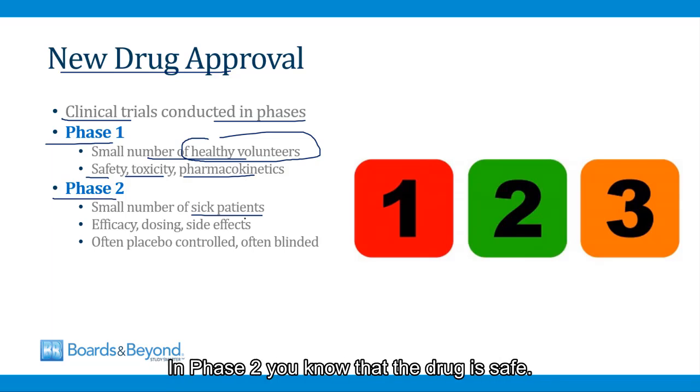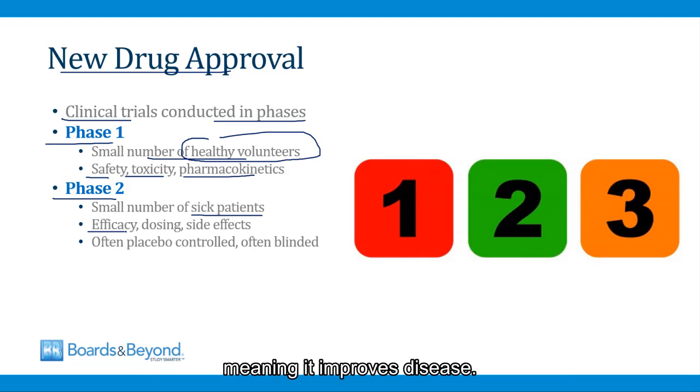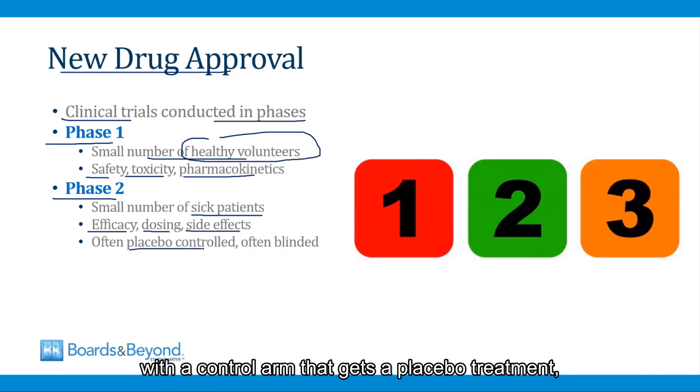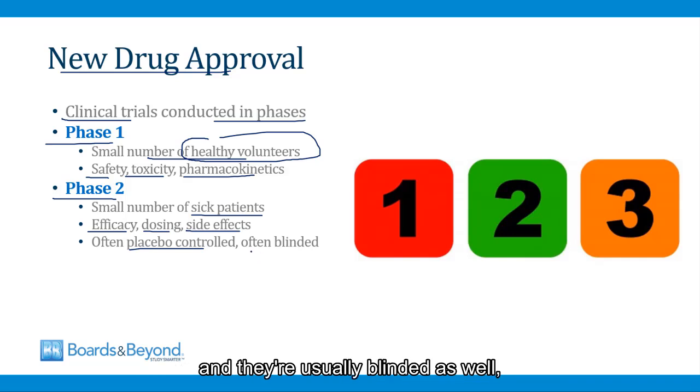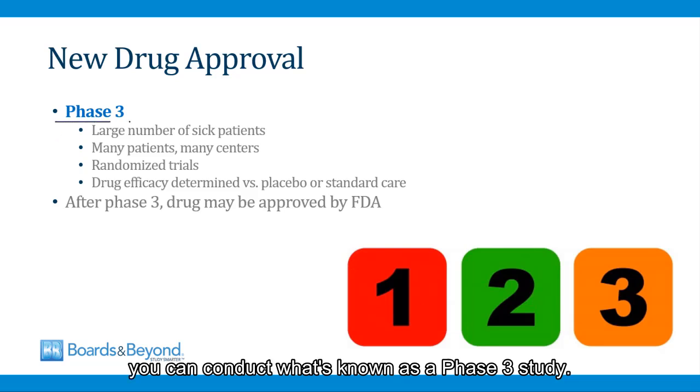In phase 2, you know that the drug is safe, so now you're trying to make sure it's efficacious, meaning it improves disease. You want to determine the appropriate dosing to get the maximum benefit for patients, and once again you want to monitor for side effects and toxicity. And phase 2 trials are often placebo-controlled with a control arm that gets a placebo treatment, and they're usually blinded as well so that patients and often researchers don't know who is getting the placebo and who is getting the drug. And then after a successful phase 2 study, you can conduct what's known as a phase 3 study.